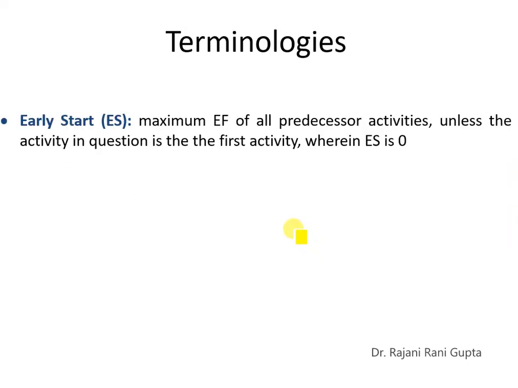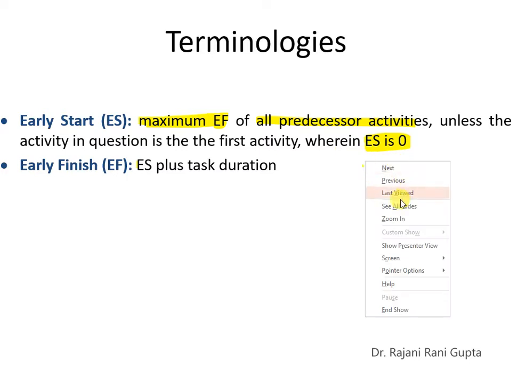Now, early start, you are already familiar with this thing. Early start is the maximum of early finish of all preceding activities, unless the activity in question is the first activity, wherein the early start is 0. So when we begin the initial activities, for those activities early start is 0, and for the remaining activities which have some preceding activity, it is the maximum of early finish of all the preceding activities. Then early finish is nothing but early start plus task duration.